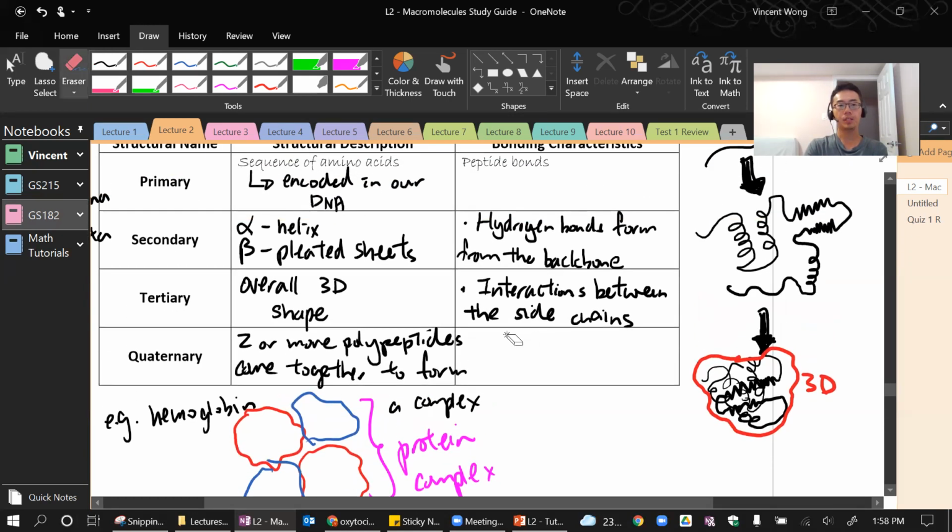Okay, what's holding it together? It is the interactions between polypeptides.